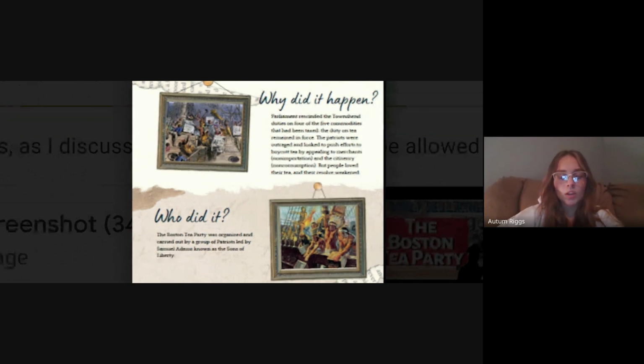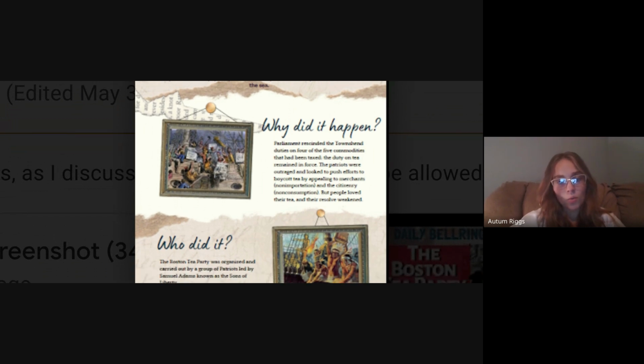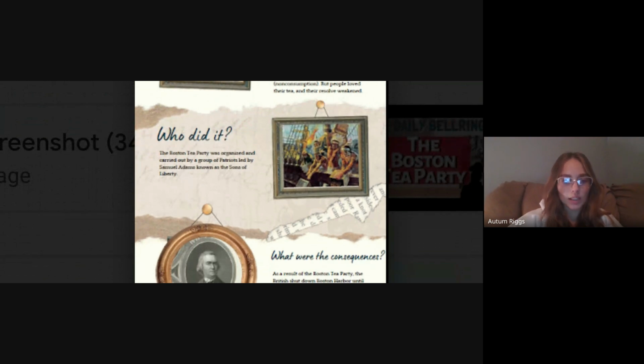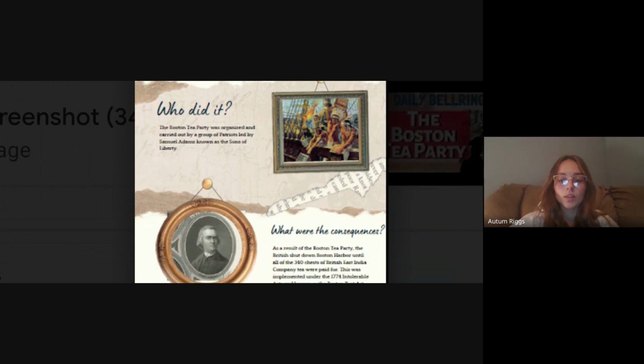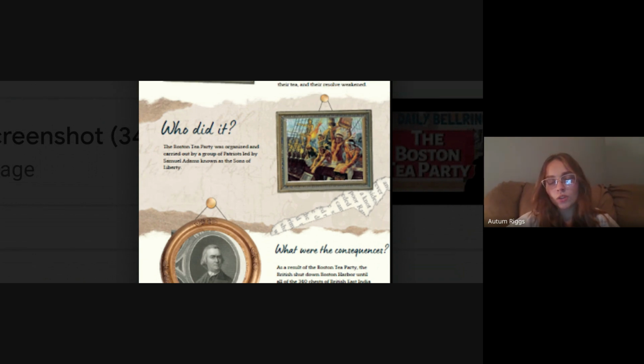Now, if you look at this picture, which is a little blurry, it wouldn't be so blurry if we were on the board at school. But it is an image of what actually happened during the Boston Tea Party. So who did it? The Boston Tea Party was organized and carried out by a group of patriots led by Samuel Adams, known as the Sons of Liberty. And again, you have your colonists dressed as Indians throwing tea overboard in this image on the right.